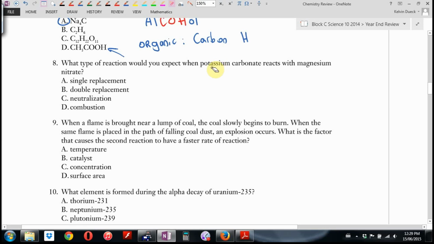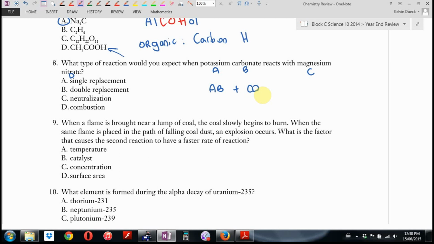What can you expect when potassium carbonate reacts with magnesium nitrate? Well, here's what I notice. Julia, open your eyes, kiddo. Magnesium nitrate. I think this is an AB plus CD. I don't even think I need to write out the actual formula. I think I can spot the pattern. What kind of pattern is that one there? Single replacement, double replacement, neutralization, or combustion?